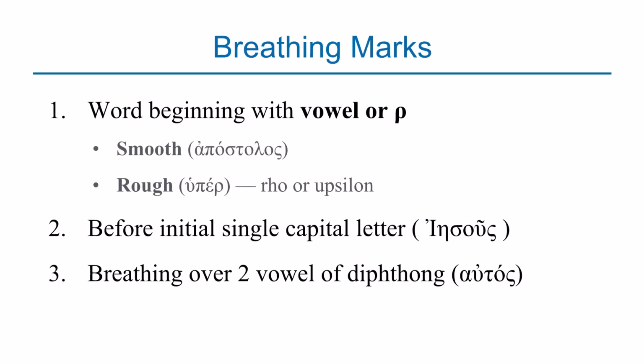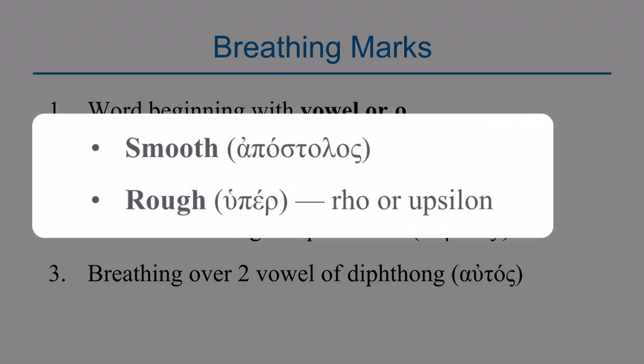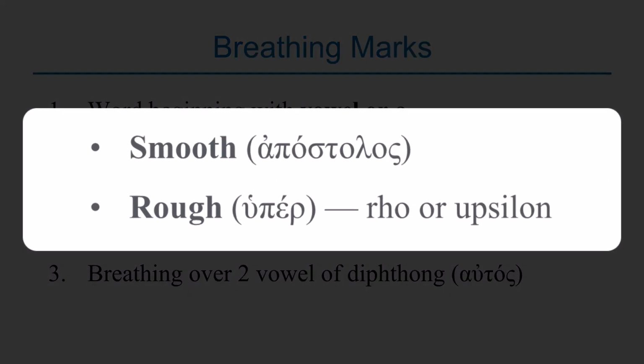Again, as we look at how to pronounce Greek letters, there's something that is very important, and these are called breathing marks. Breathing marks are apostrophes that you place when a vowel is beginning a word or the letter rho is beginning a word. In the Greek, there are two kinds of breathing marks. There's the smooth breathing mark, which is the apostrophe that is facing the left, and there's the rough breathing mark, which is the apostrophe that is facing the right. These are what we call breathing marks. Breathing marks are very important because they affect pronunciation, especially the rough breathing mark.